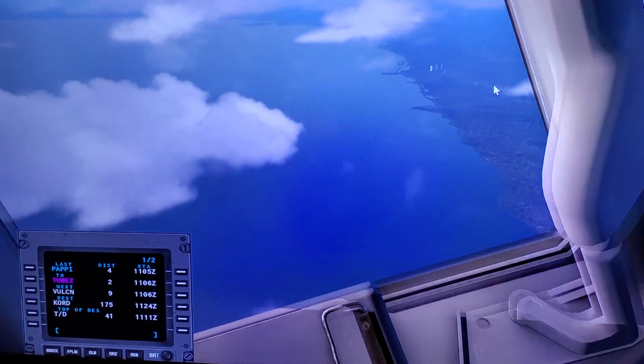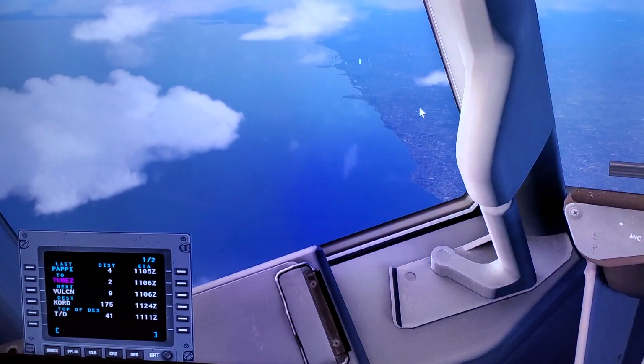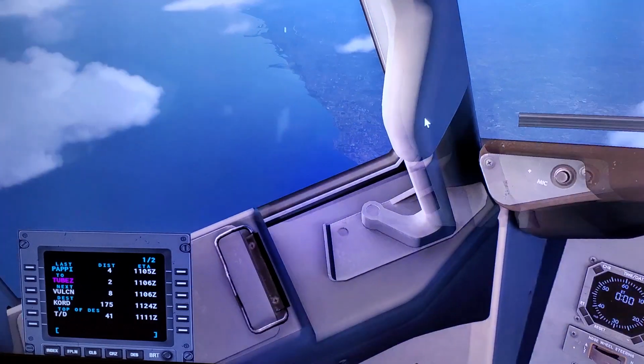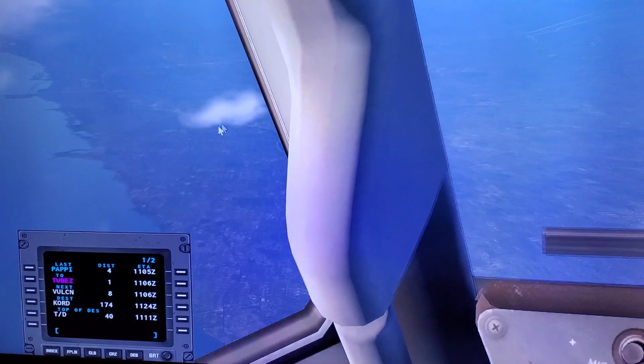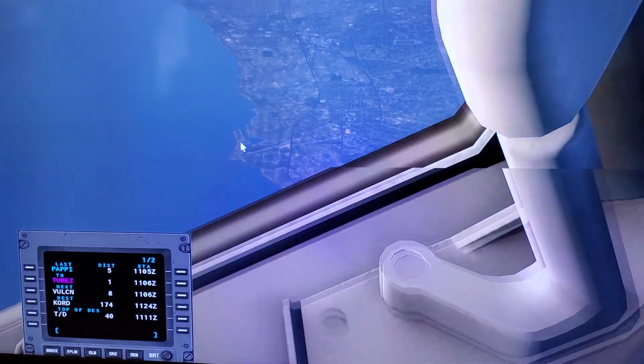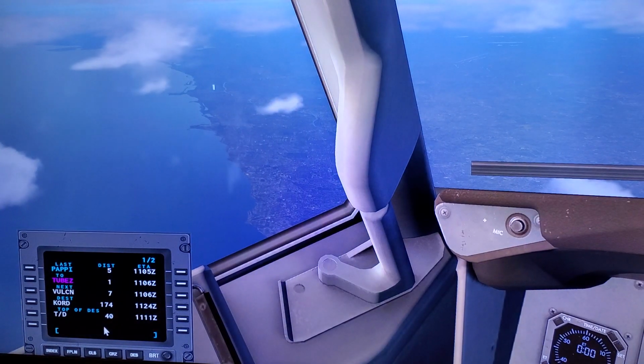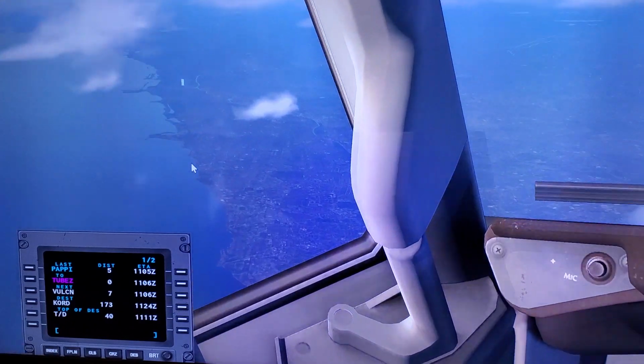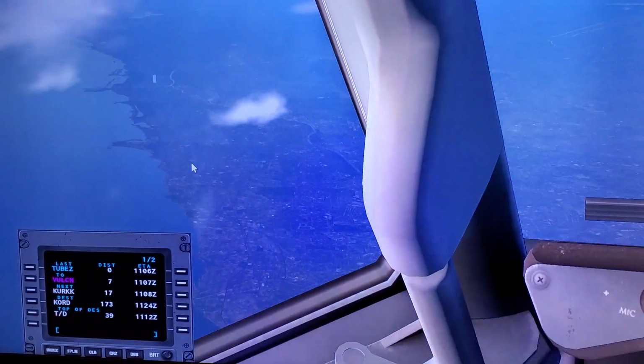I'm flying from Detroit, John Wayne to Chicago, with a Boeing 737. We are on top of Chicago city, and we are about 40 nautical miles from the top of the descent.